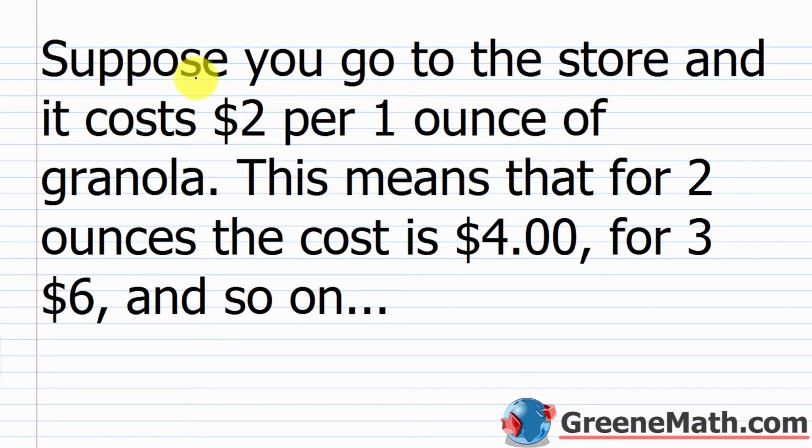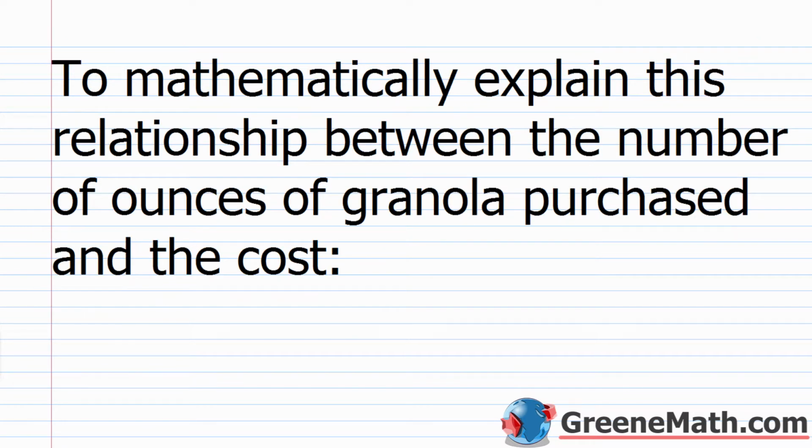Suppose you go to the store and it costs $2 per 1 ounce of granola. So this means for 2 ounces, the cost is $4, for 3, $6, and so on. To mathematically explain this relationship between the number of ounces of granola purchased and the cost, we could set up a linear equation in two variables.